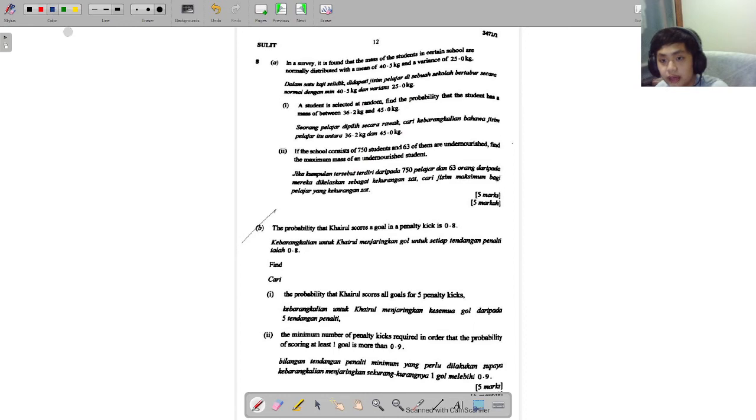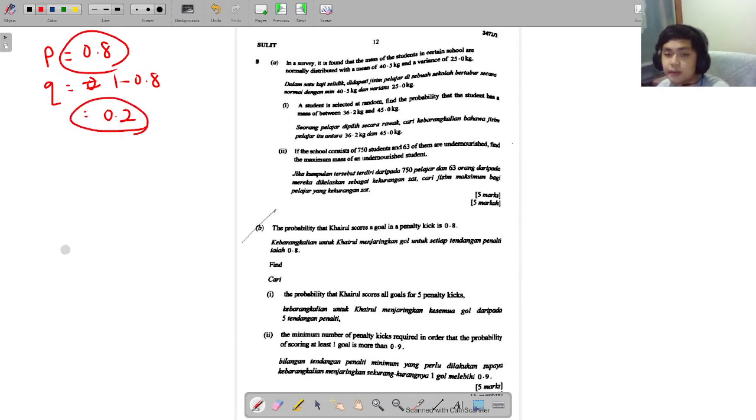So part B, we have the probability that Cairo scores a goal in a penalty kick is 0.8. Find the probability that Cairo scores all goals for 5 penalty kicks. So we can distribute this binomially. In this case, scoring a penalty kick is a success. So p is 0.8. The failure rate is 0.2, or 1 minus 0.8, which is 0.2, because total probability when you add together must always be 1, right? It can't exceed 1.